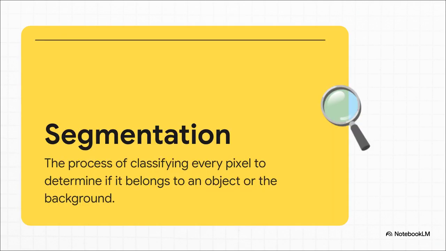The answer is segmentation. And the absolute best way to think about it is like taking a pair of digital scissors to the image. An algorithm zips through every single pixel and asks a simple question. Are you part of the thing I'm looking for, or are you just the background?